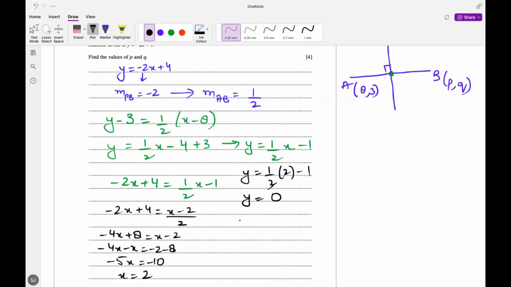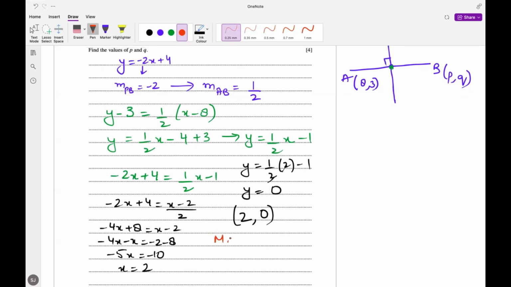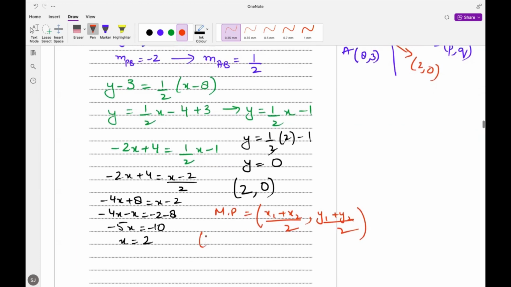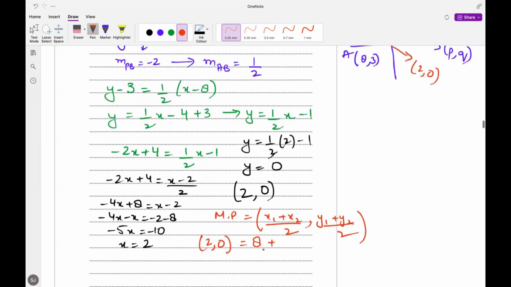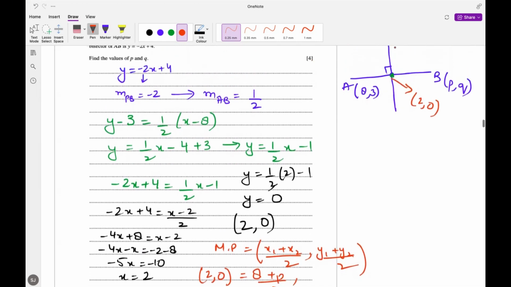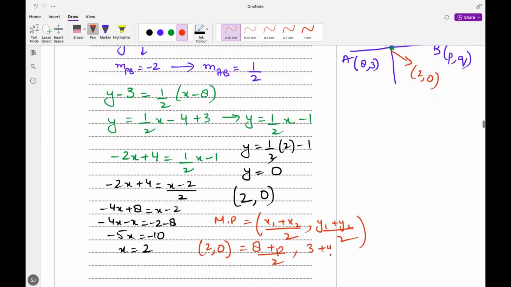Now once we have the midpoint, which has coordinates (2, 0), we can apply the midpoint formula. The midpoint formula is ((x1 plus x2)/2, (y1 plus y2)/2). The midpoint is already given to us, which is (2, 0), and the point (P, Q) is unknown. So we can write (2, 0) equals ((8 plus P)/2, (3 plus Q)/2), as the x2 value is P and the y2 value is Q.